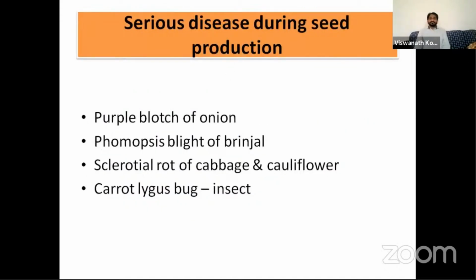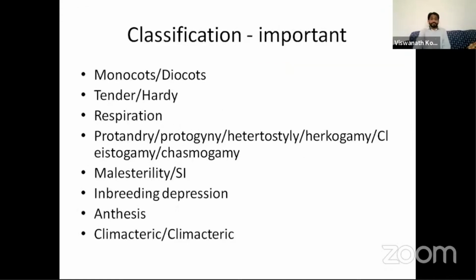And serious diseases during seed production: Purple blotch of onion, bacterial blight of brinjal, and Pseudomonas of cabbage and cauliflower. In carrot, lygus bug, this is an insect. Carrot lygus bug is an insect. These are the serious problems during seed production of the crops.